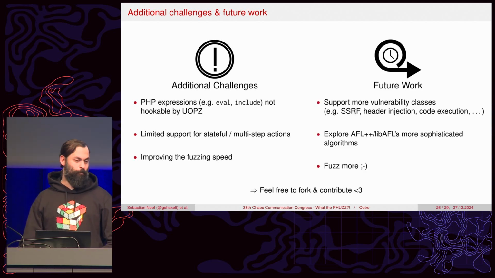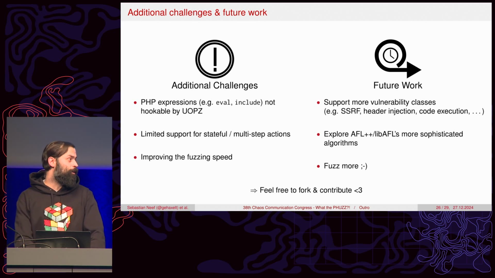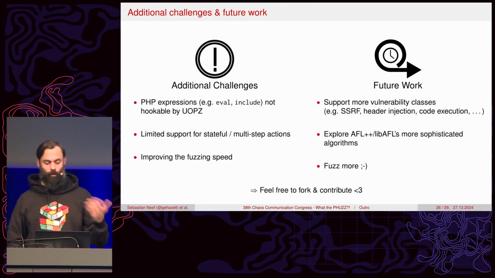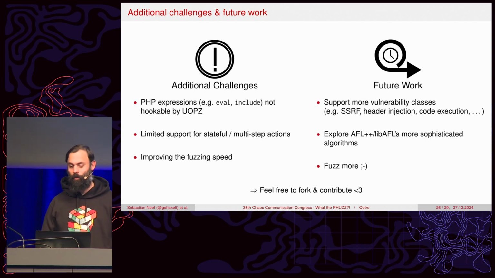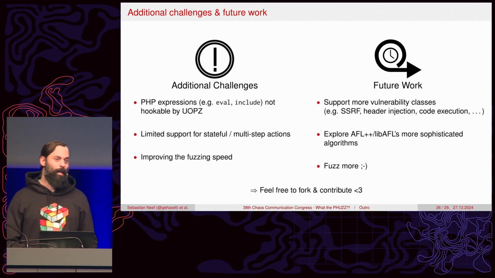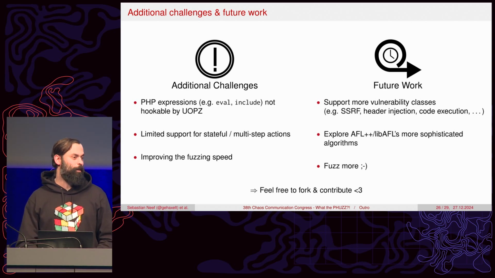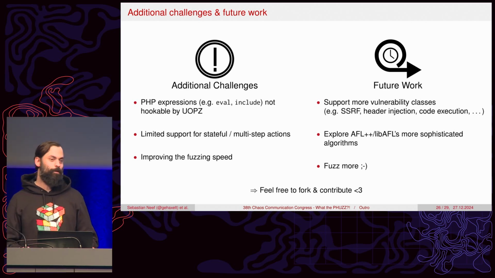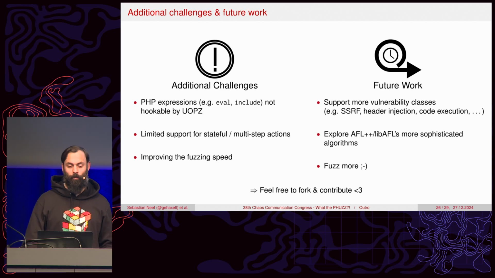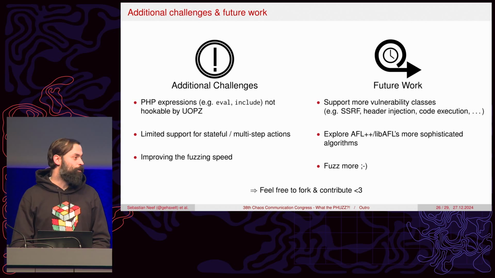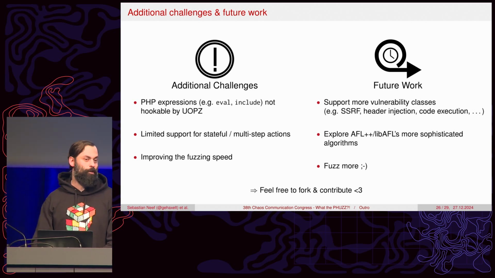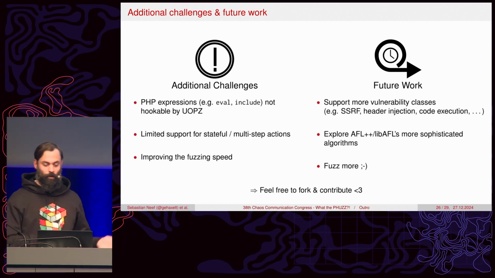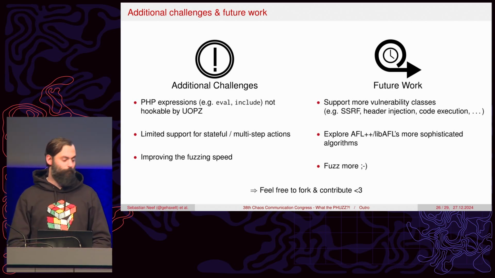And then future work, obviously. There are some other vulnerability classes that could be implemented in the Fuzz framework, for example, server-side request forgery, header injection, code execution, and some others. And since our fuzzer only implements some basic fuzzing algorithms, it would be interesting to see if we can actually implement or adopt some of the AFL++, libAFL, more sophisticated fuzzing algorithms, or if we can even integrate some of the instrumentation parts into the AFL++ framework.